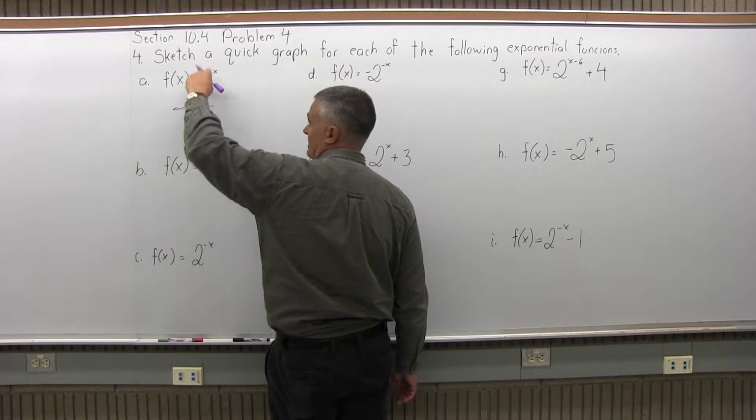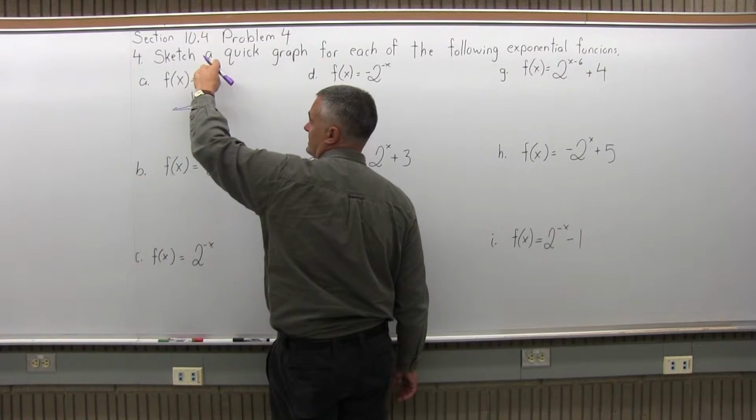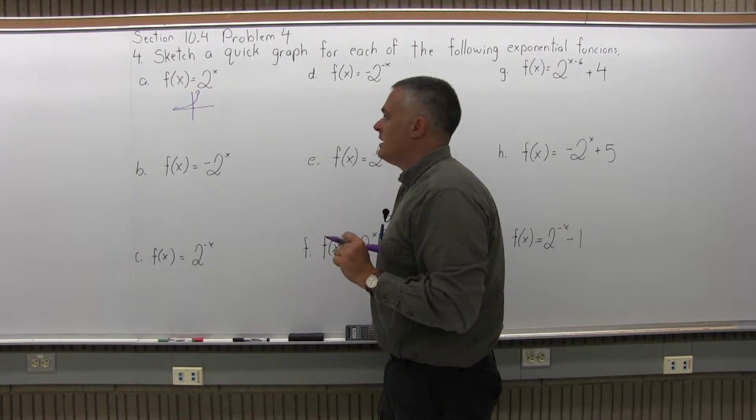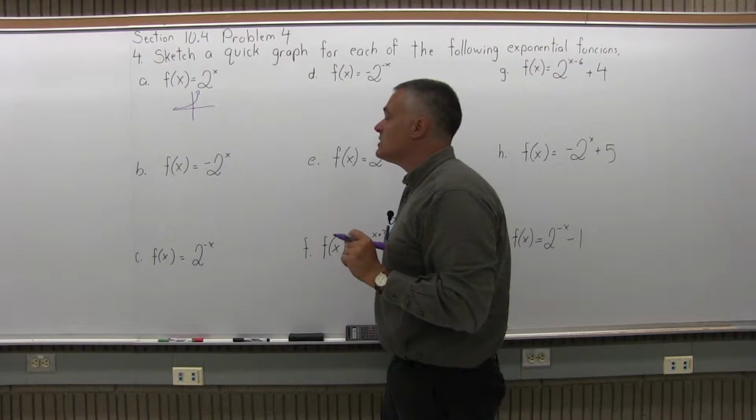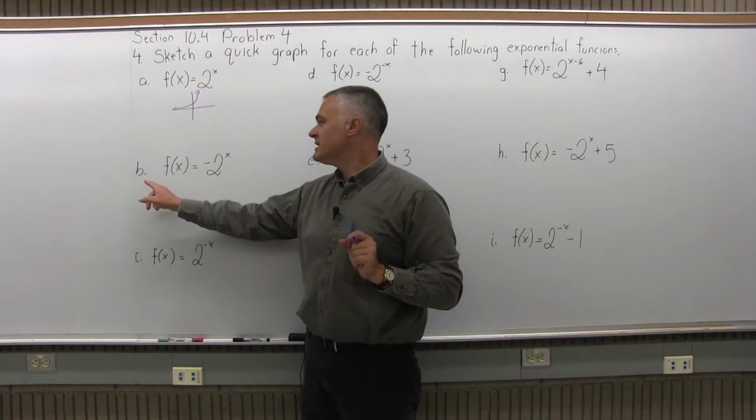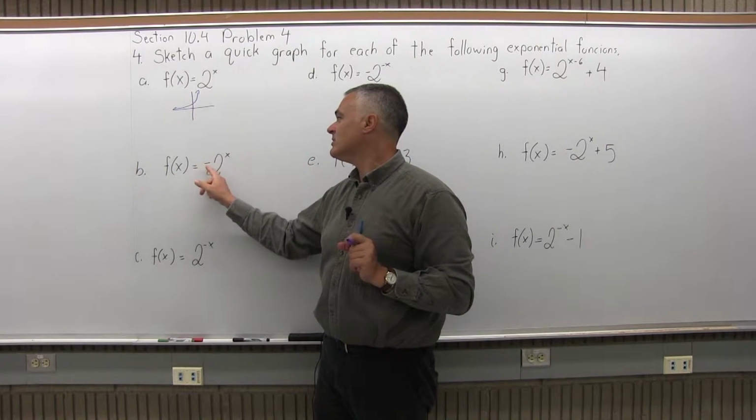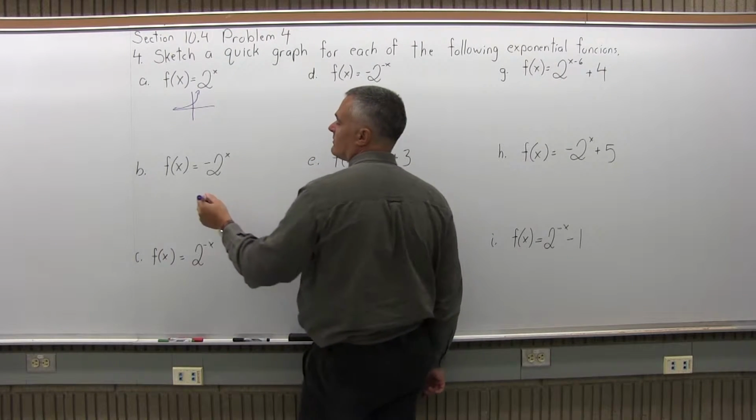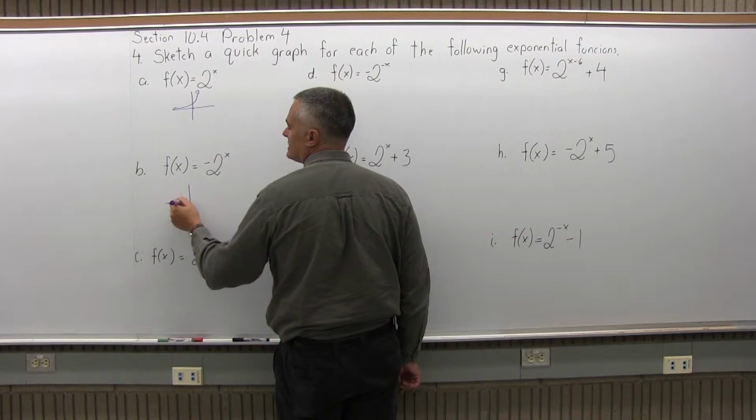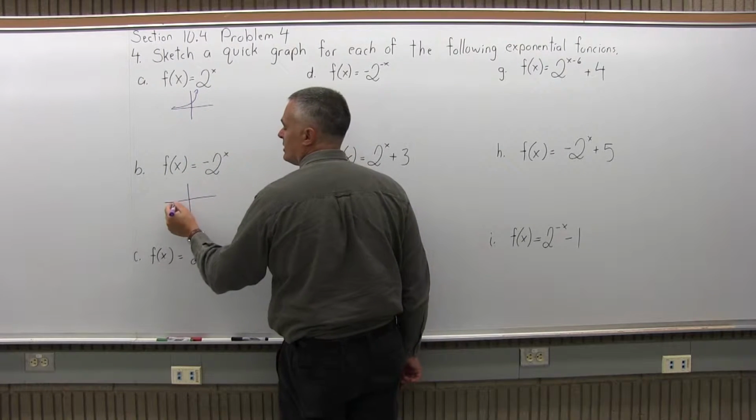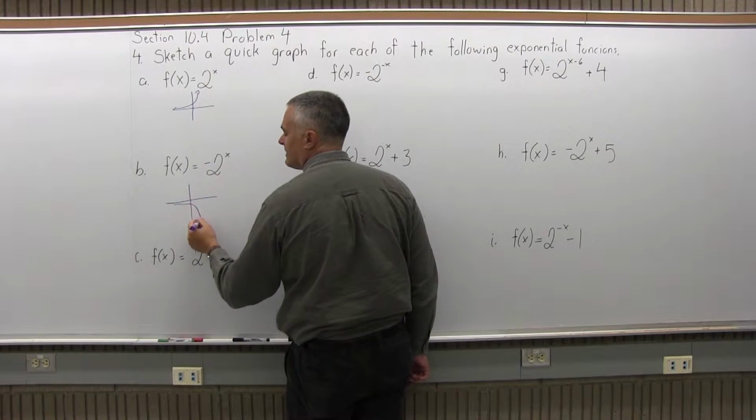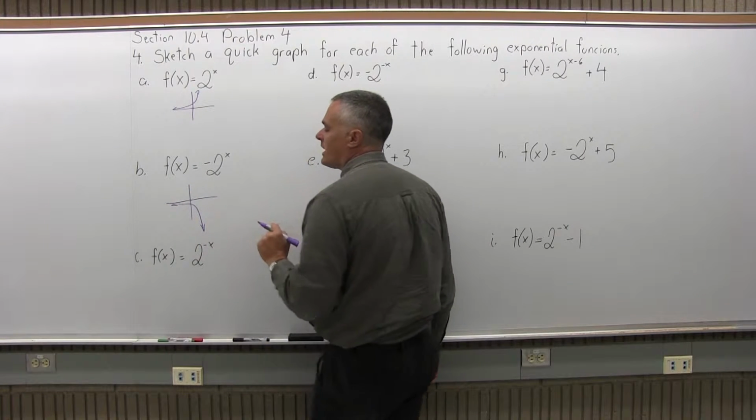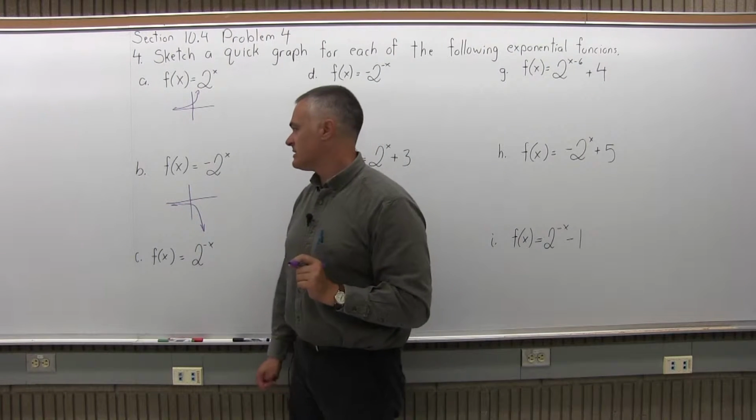Positive values of x make it grow really, really fast, and negative values make tiny, tiny, tiny fractions, but they're still positive. Now b is almost the same as a. b is f of x equals negative 2 to the x power. So that negative in front of the 2 is going to give you the same shape, but it's going to flip it down. So again, the big end of the exponential function is now in the lower right quadrant of the Cartesian coordinate system.